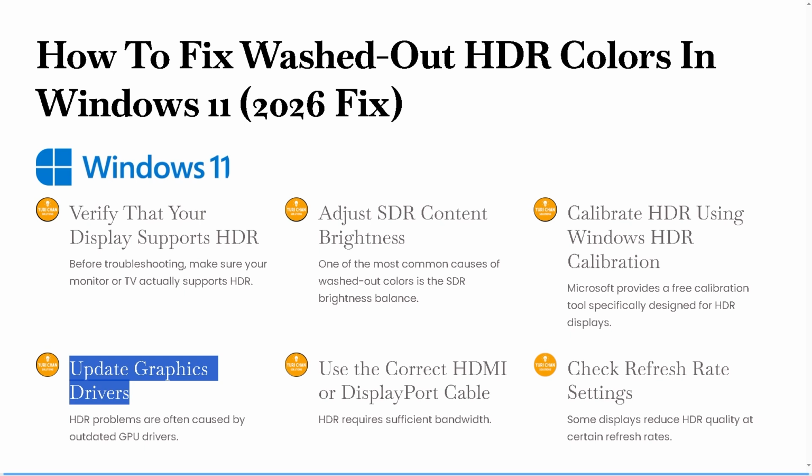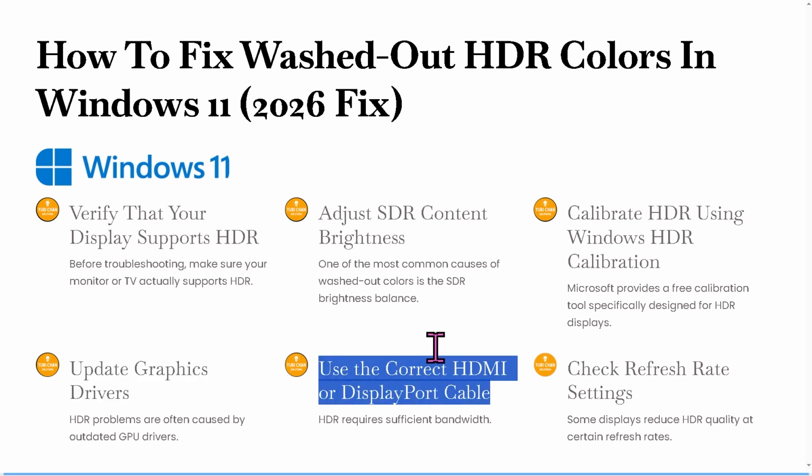Now, you should use the correct HDMI or DisplayPort cable. Many HDR monitors have multiple HDR modes. Using your monitor's OSD menu, look for options such as HDR Standard, HDR Cinema, HDR Gaming, HDR Dynamic, and HDR Display. You need to test each mode individually. Most of the time, one HDR profile produces inaccurate colors while another preset provides a much better image.